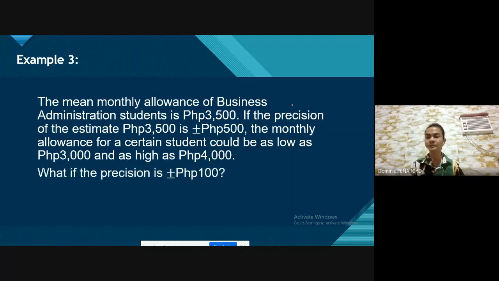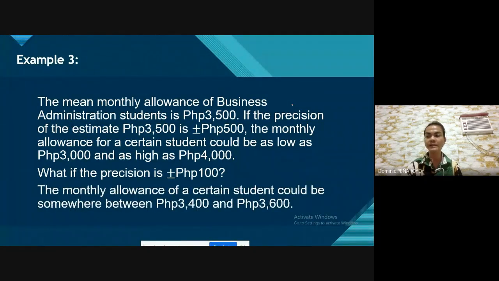Next, what if the precision is plus or minus 100 pesos? So again, the margin of error that we're talking about here is 100 pesos, with the same point estimate or the same sample mean, 3,500. Therefore, the interval estimate here is between 3,400 and 3,600.